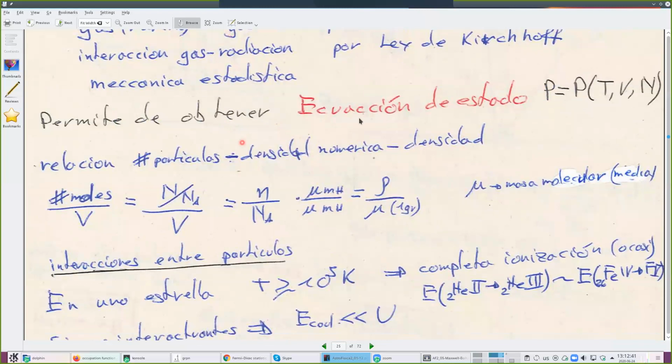With these things, you can have the equation of state, which is important, because the equation of state describes how these variable properties are connected: pressure, temperature, volume, and number of particles. Usually the last two are taken together as density.